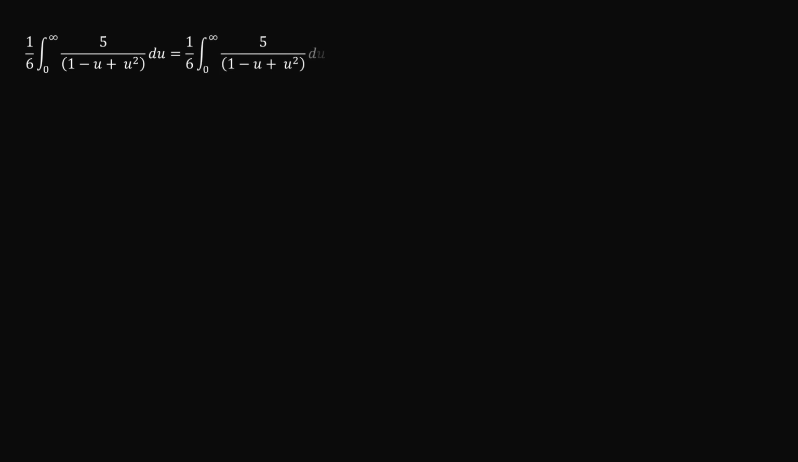We would begin by reorganizing the denominator a little bit into more of a perfect square, so that we would substitute with tan theta. And how we would do that, we would say let u minus a half be equal to square root of 3 over 2 tan theta, and so du is square root of 3 over 2 sec squared theta d theta.